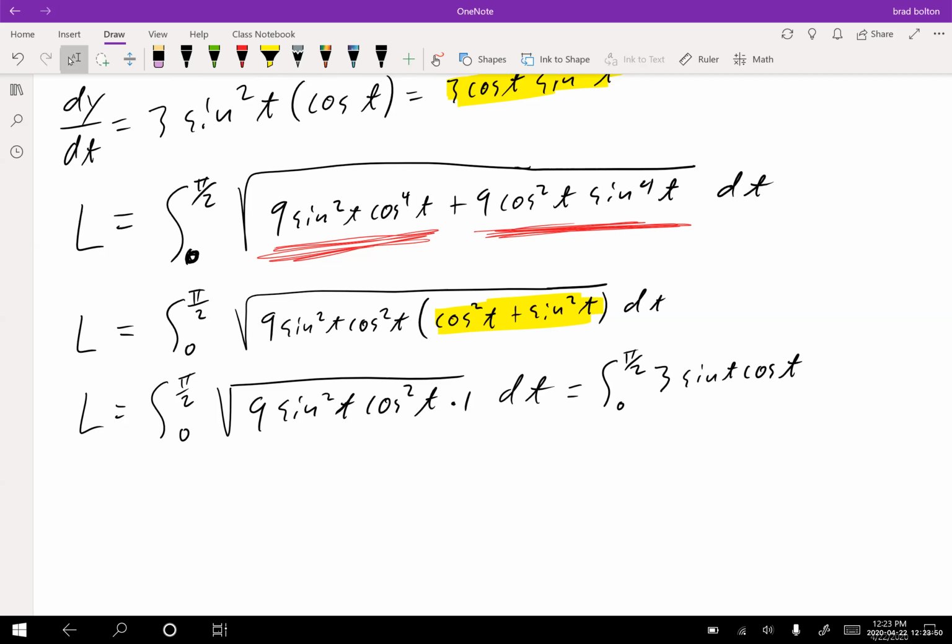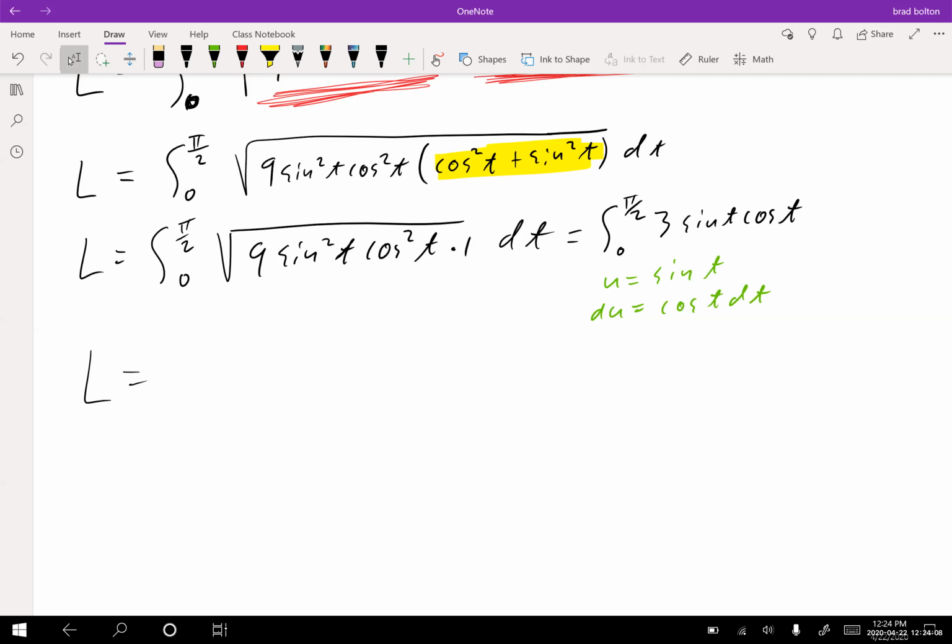And we're going to do a little basic u sub for this. We're going to say u equals sine of t, and then du is equal to cosine of t dt. So now we're going to say L is worth, I guess we could change the limits of integration as well. If u is equal to sine of t, that means u equals the sine of 0 and u equals the sine of pi over 2. So in this case, u would be 0, and in this case, u would be 1. So I could use from 0 to 1. That would make my life a little bit easier.